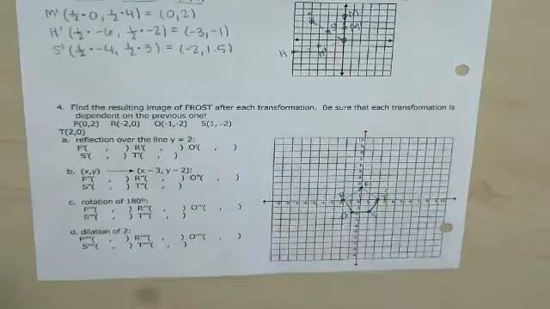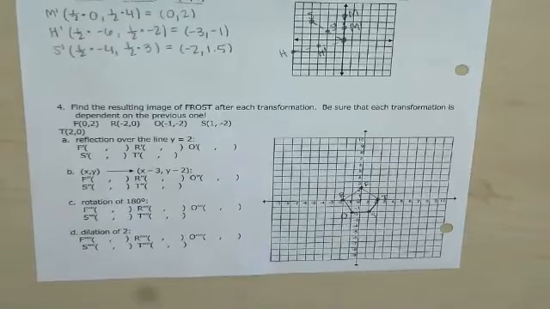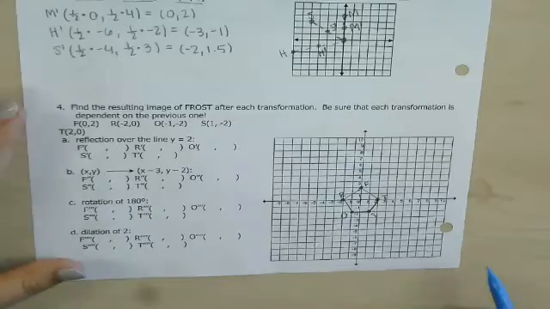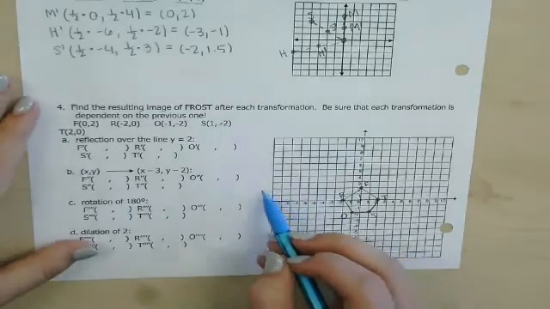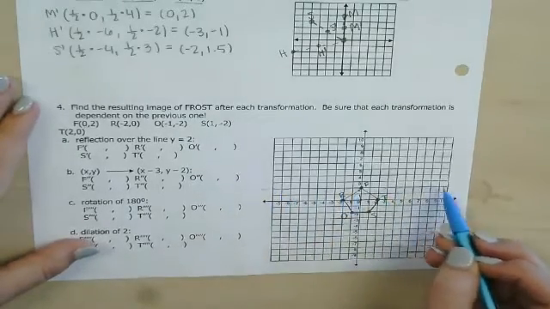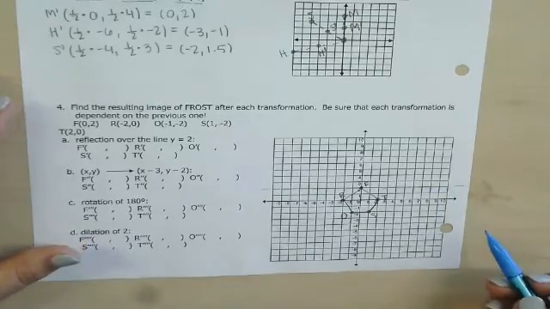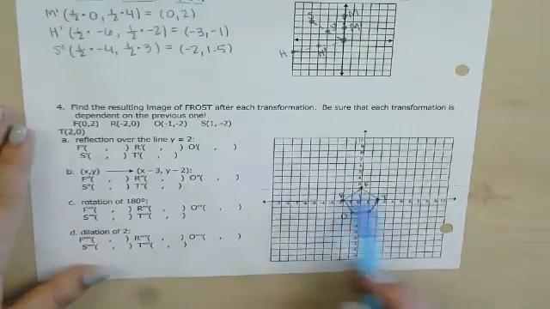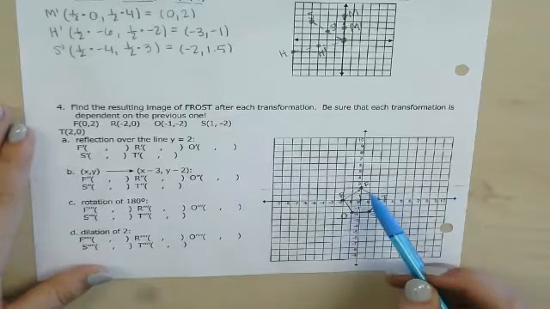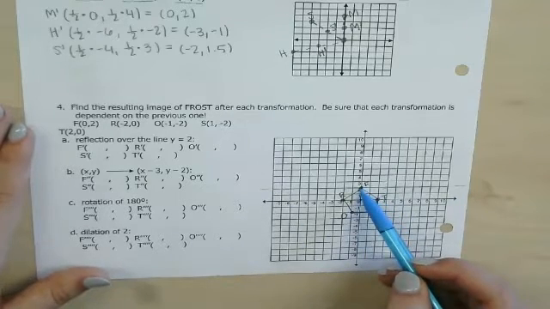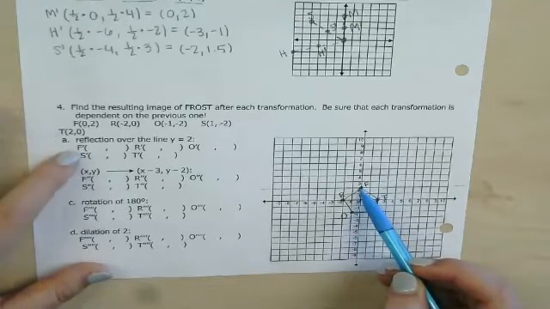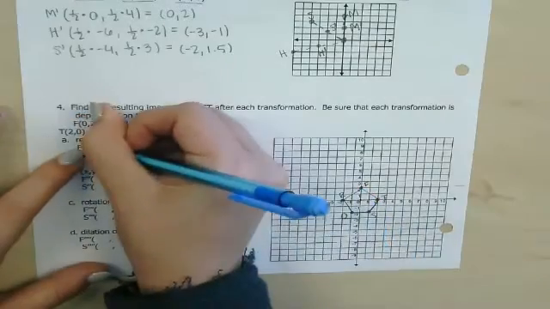All right, so there is my figure FROST. On part A, it says we are going to reflect this over the line y equals 2. That's kind of like the one on the homework assignment, right? y equals 2 is a line that runs horizontally through the point 2. So it runs right here. If I reflect F and F is on the line, is it going to move any? No. So F's point is going to stay the same.